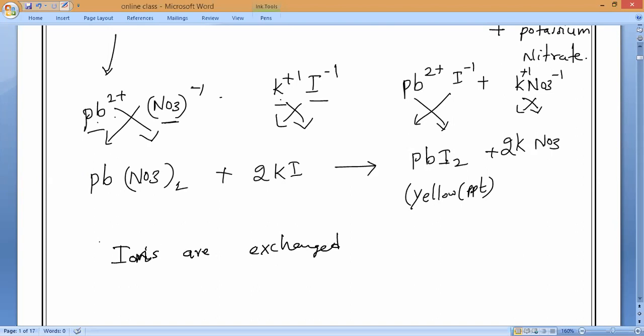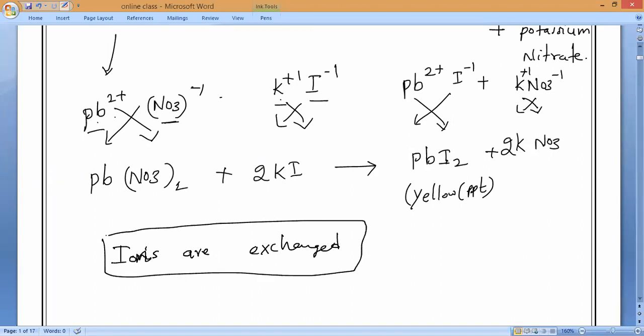So ions are exchanged. So this is what we call a double displacement reaction. If you notice here, who is exchanging? Lead nitrate and potassium iodide exchange their anions. Understanding? So it is the displacement of two chemical species. So it's a double displacement reaction. Both the positions are changing. Only ions are changing. So that is the reason.